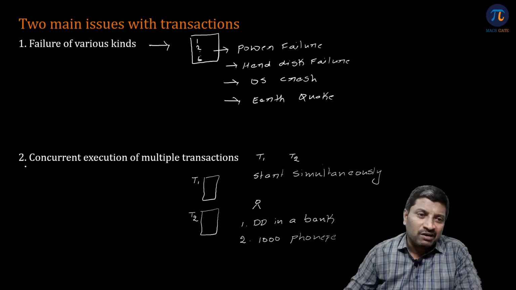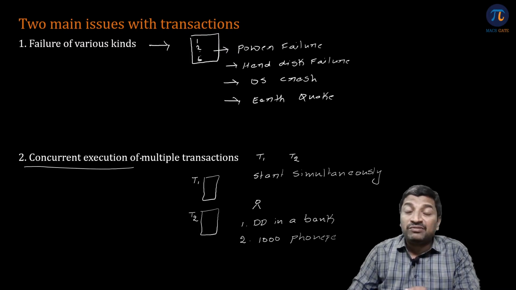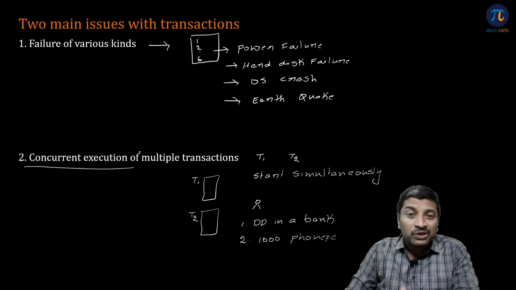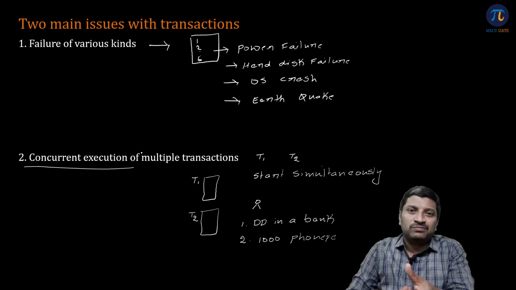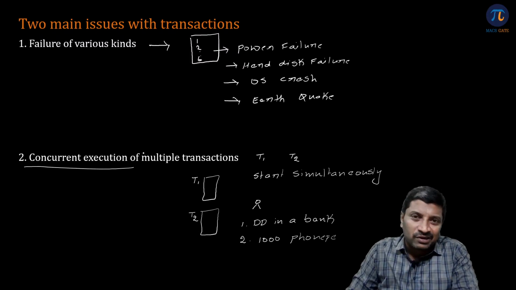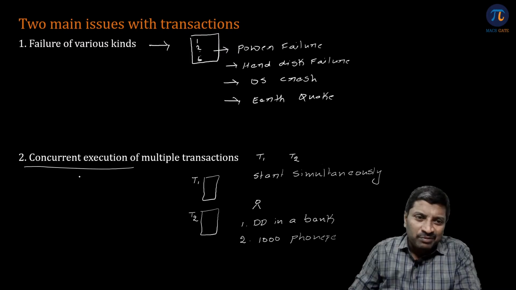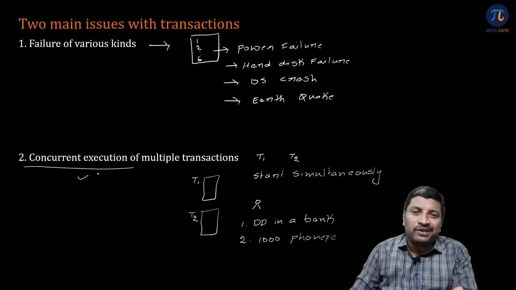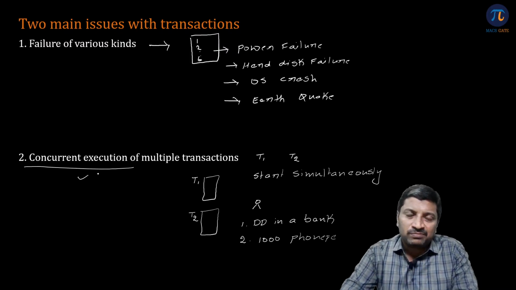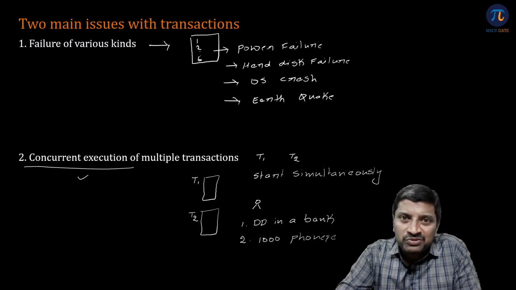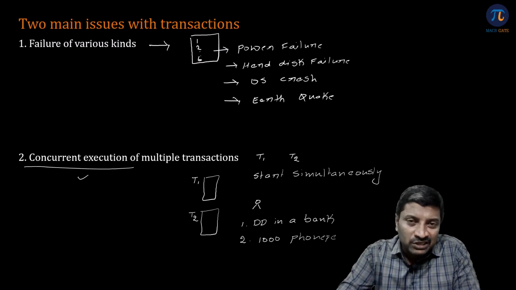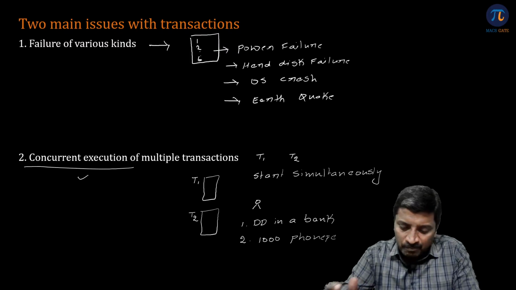So we cannot avoid this concurrent execution. When you cannot avoid concurrent execution, you cannot avoid the problems which are the consequences of concurrent execution. To save time, it is mandatory. When it is mandatory, we need to face the problems. Then what are the problems, and how to face them? That is what we are going to discuss now.